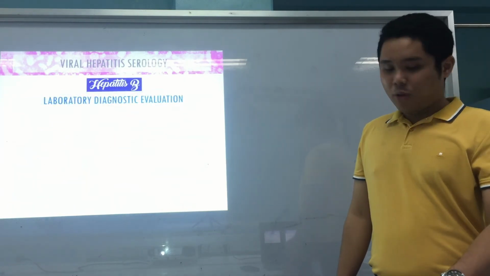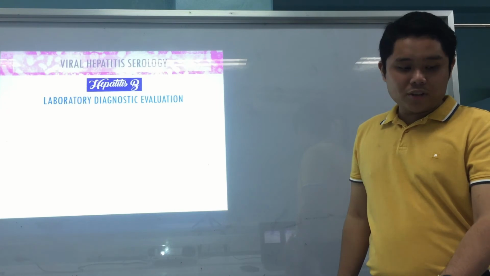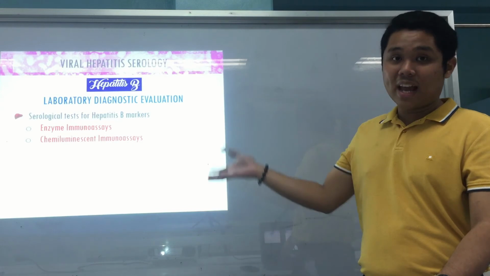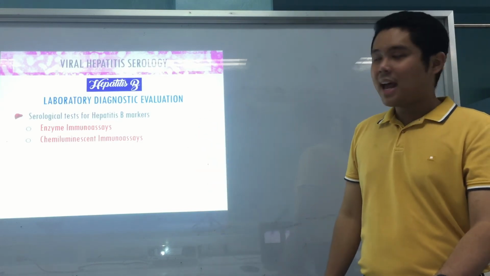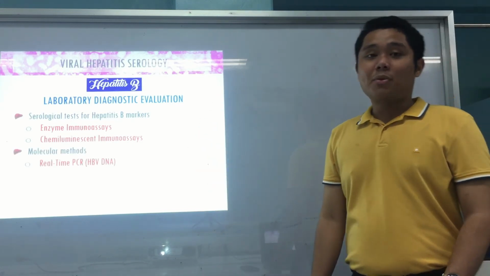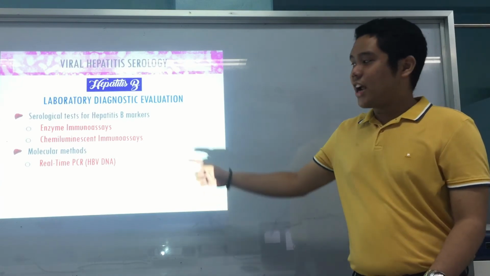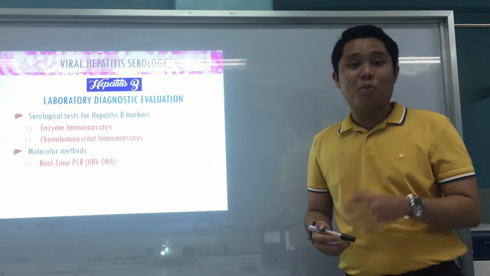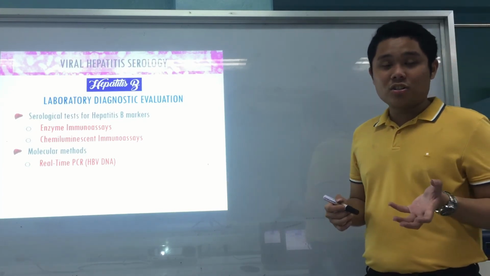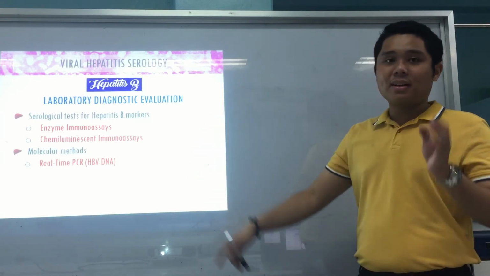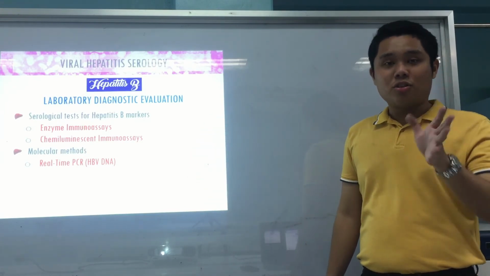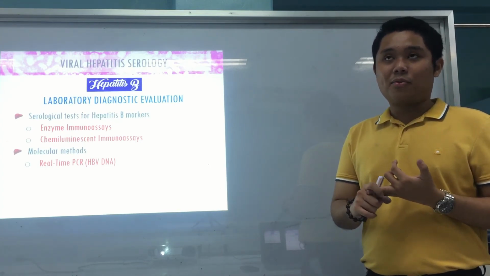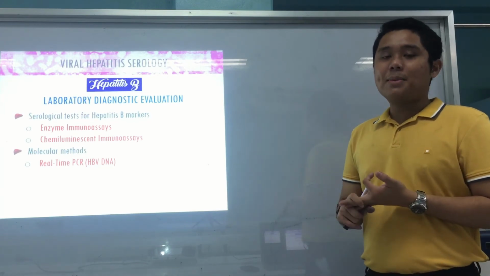Okay, alright. Now, for laboratory diagnostic evaluation, what are the tests to perform? So, serological tests for hepatitis B markers, you can use enzyme immunoassays or chemiluminescent immunoassays. And you also have molecular methods using real-time PCR for HBV DNA. Your HBV DNA can be detected even 21 days before HBsAg is detected in your serum. That's why HBV DNA can detect infection earlier.